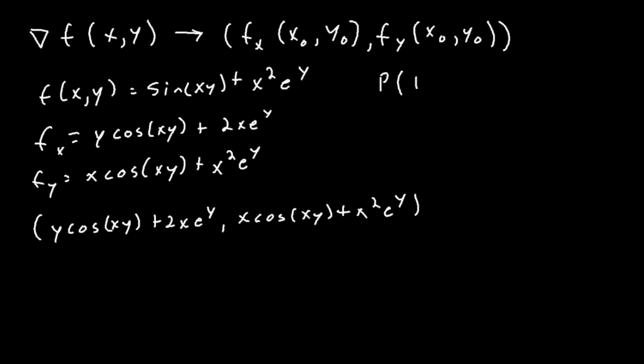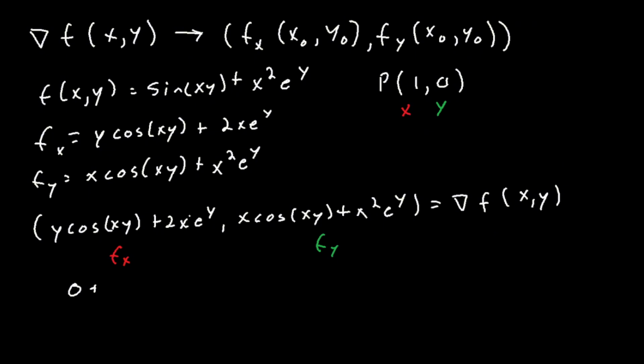So let's use the point 1 and 0. So this is equal to del or nabla f of x, y. So we plug in the values 1 and 0 into here. This is the x value, and this is the y value, which is 0. The first term turns into 0 because no matter what's the value of the cosine, since y is 0, you're multiplying 0 by anything, it turns into 0.